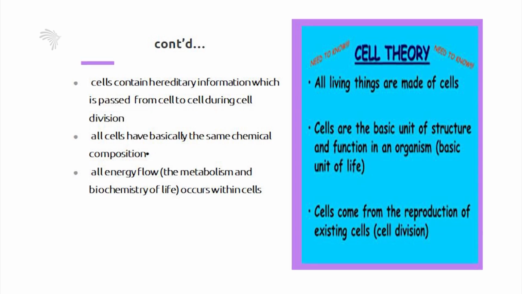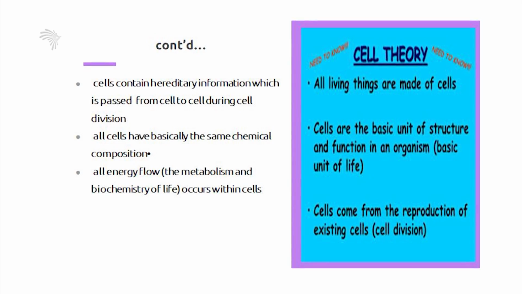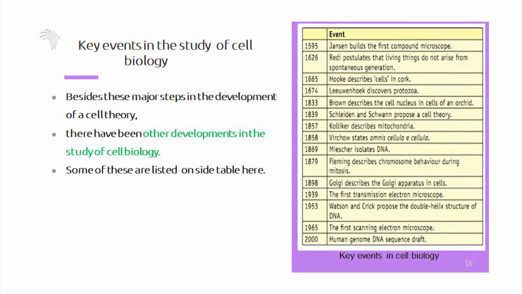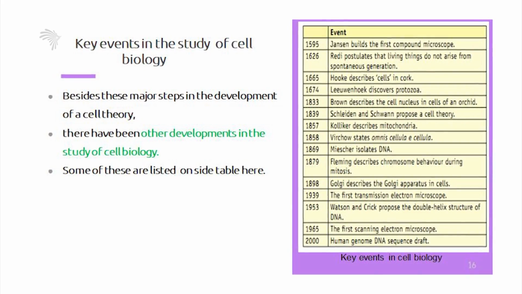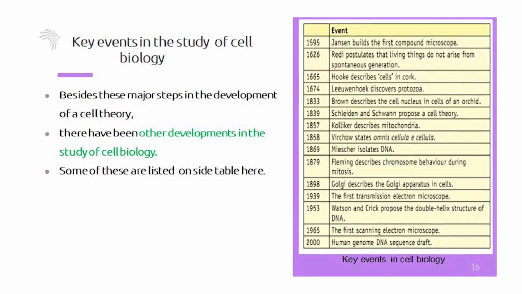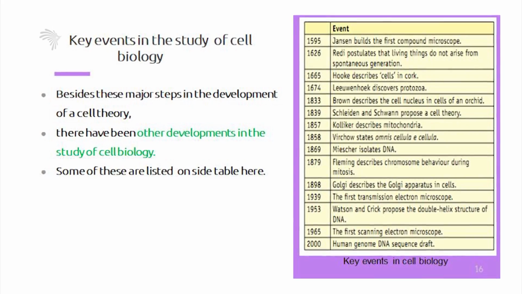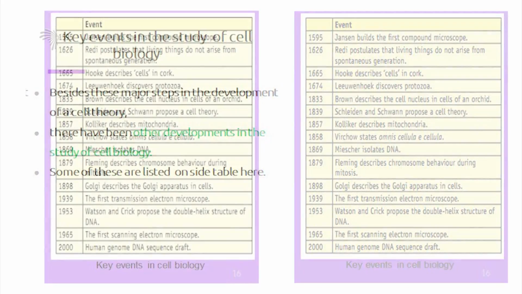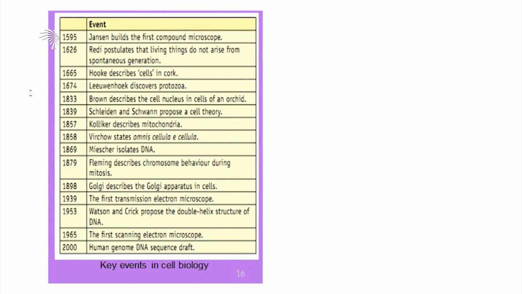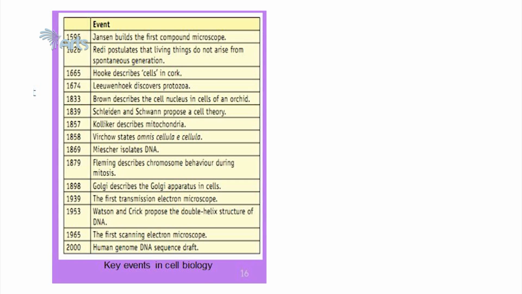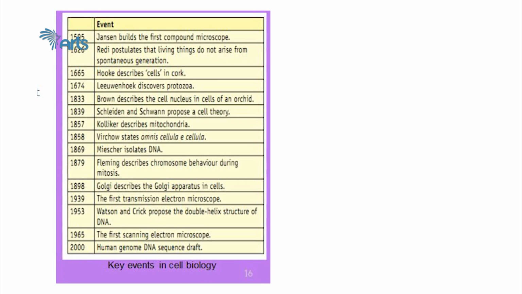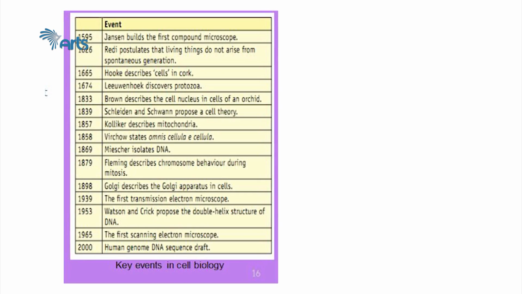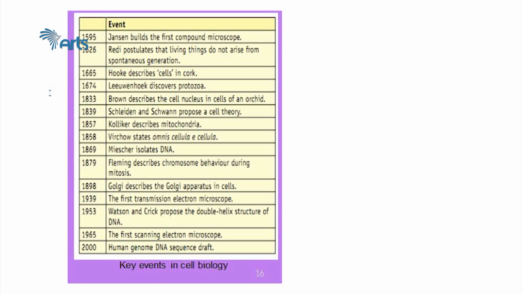So these are the parts of the line of cell theory development, and there are also some key events in the study of cell biology. Besides these major steps in the development of cell theory, there have been other developments in the study of cell biology. Some of these are listed in this table. In 1595, Janssen builds the first compound microscope. In 1626, Redi postulates that living things do not arise from spontaneous generation. We mentioned earlier how the theory of spontaneous generation was disproved by Redi and Pasteur.